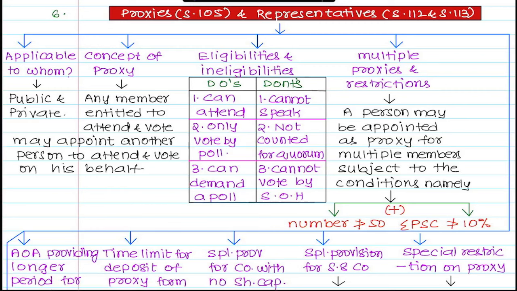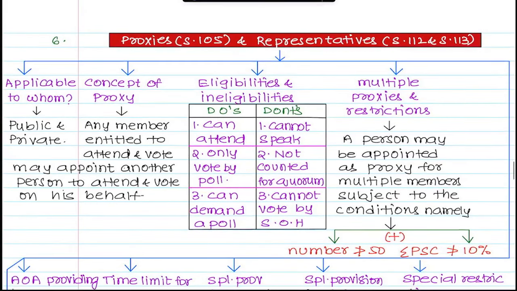105. Topic is? Not just 105. That's why, see the heading. Proxies. Representative, sections 112, 113. Means how many sections we are going to read? Three sections. It is 10:53 now. By 11:10 we have to complete everything.